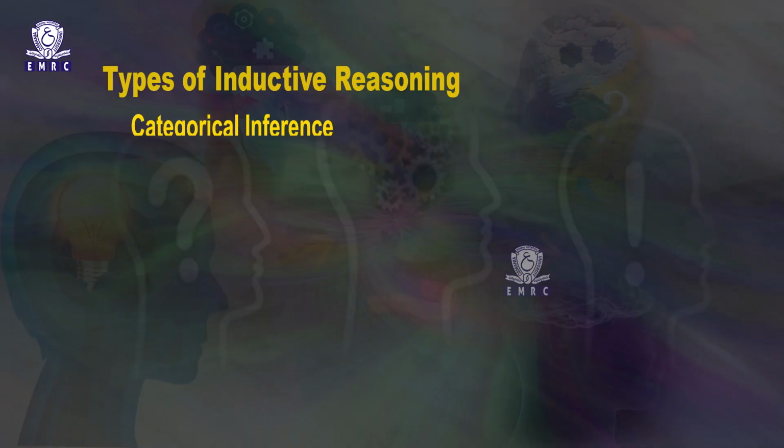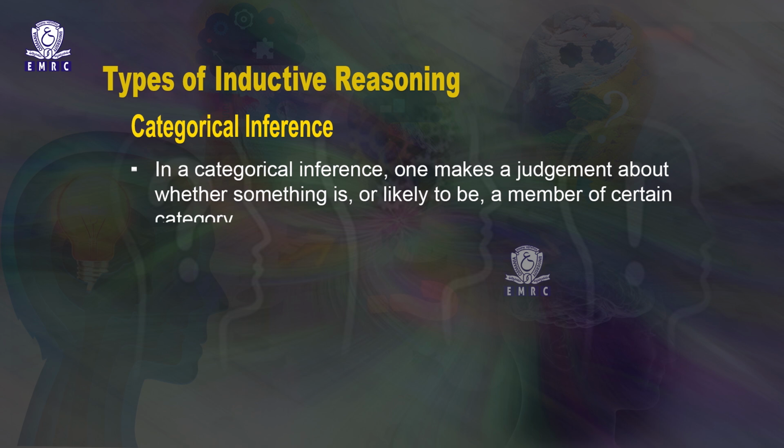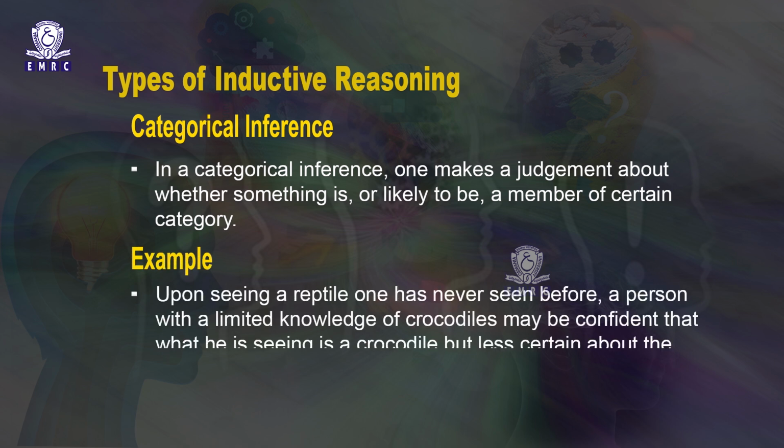Now, the second type of inductive reasoning is categorical inference. In a categorical inference, one makes a judgment about whether something is or is likely to be a member of a certain category. For example, upon seeing a reptile one has never seen before, a person with limited knowledge of crocodiles may be confident that what he has seen is a crocodile, but less certain about other specific species. So, being familiar with the limited knowledge of one category can also make us reason differently.